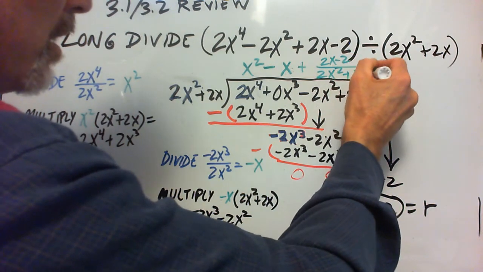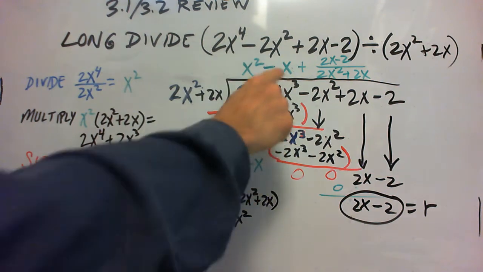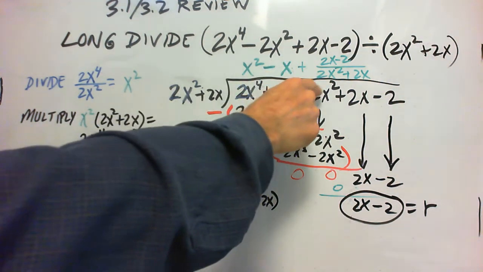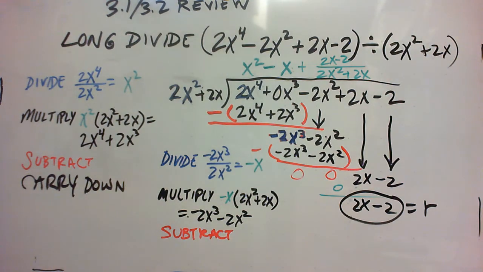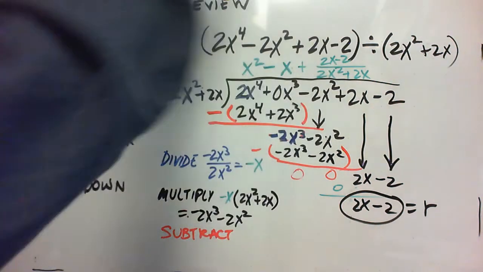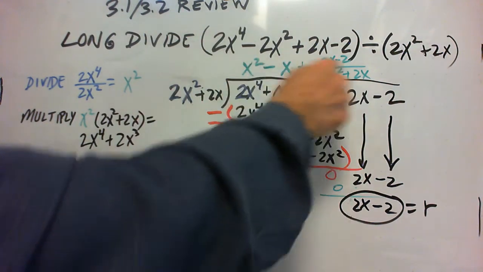2x squared, or 2x minus 2 over 2x squared plus 2x. So there's our answer: x squared minus x plus 2x minus 2 over 2x squared plus 2x. And I know you could factor a 2 out and reduce that, and if you want, you could do that. But that is our answer.